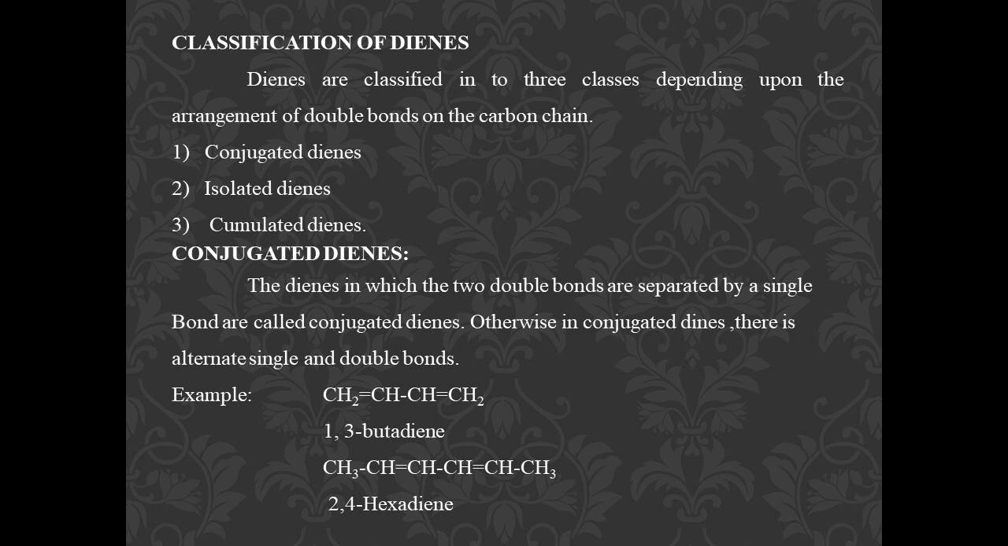Also you can look at CH3 single bond CH double bond CH single bond CH double bond CH single bond CH3. This is another example for the conjugated dienes. You can just look at single bond, double bond, single bond, double bond, single bond. So this alternating single bond and double bond is what we get in conjugated dienes.